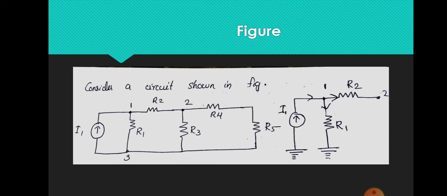So we have to write the node equations. For writing the node equations we will consider the first node, that is node 1, and the assumed voltage is V1, and we have to draw all the branches coming to node 1. So there will be a current source I1, a resistor R1 and another resistor R2 connected to node 1. The other terminal of I1 is connected to node 3, which is at 0 potential, so I am drawing a ground point, okay.